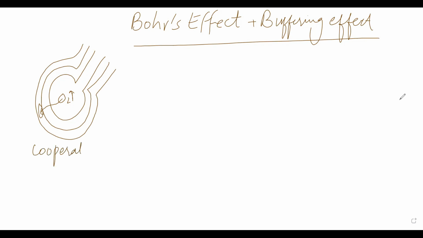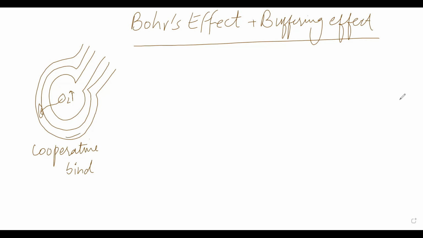Cooperative binding. I told you that when one heme group binds to an oxygen molecule, it causes a distortion in the hemoglobin molecule that causes the second heme group to get exposed to the oxygen, so that the oxygen can bind with it. Then the second causes a distortion in the hemoglobin molecule, so that the third heme group can get exposed, and then the fourth, right? So this is what we mean by cooperative binding.